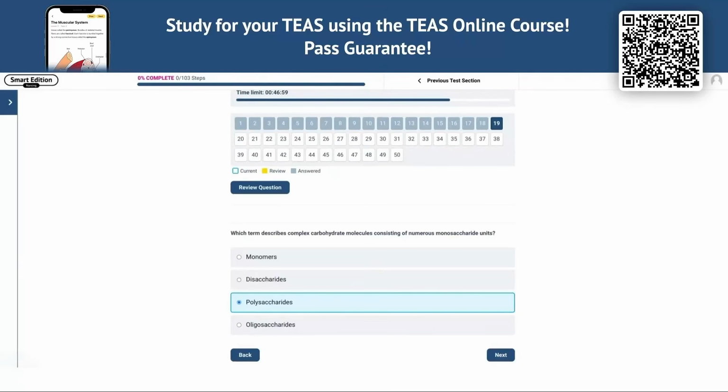So that is why this answer isn't correct. Oligosaccharides are carbohydrates made up of a few monosaccharides, usually somewhere between 3 and 10. And so while they are larger than disaccharides, they are not as large or as complex as polysaccharides, which have many more of those units. So polysaccharides are large, complex carbohydrates made up of many monosaccharide units. They have more than any of the other options listed here, which is why polysaccharides is the correct answer.